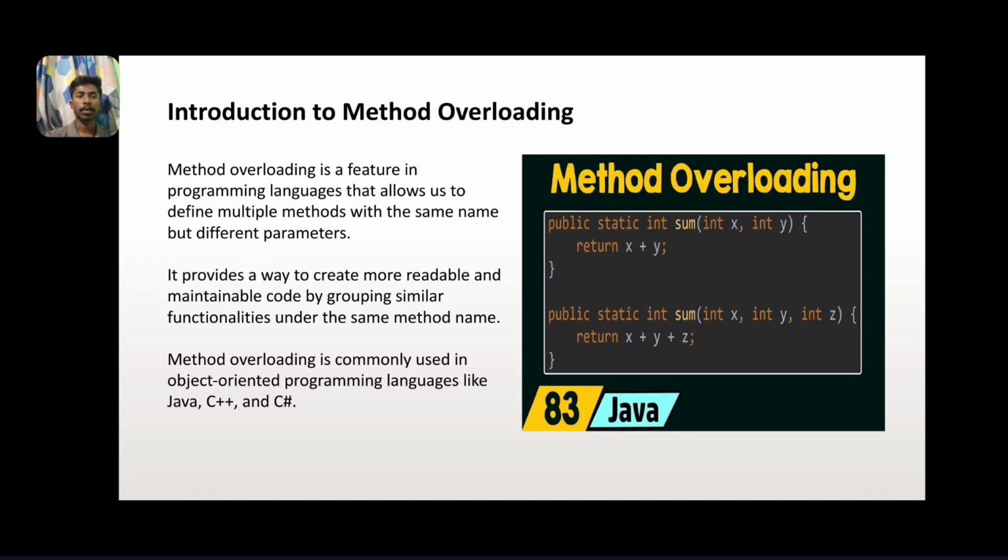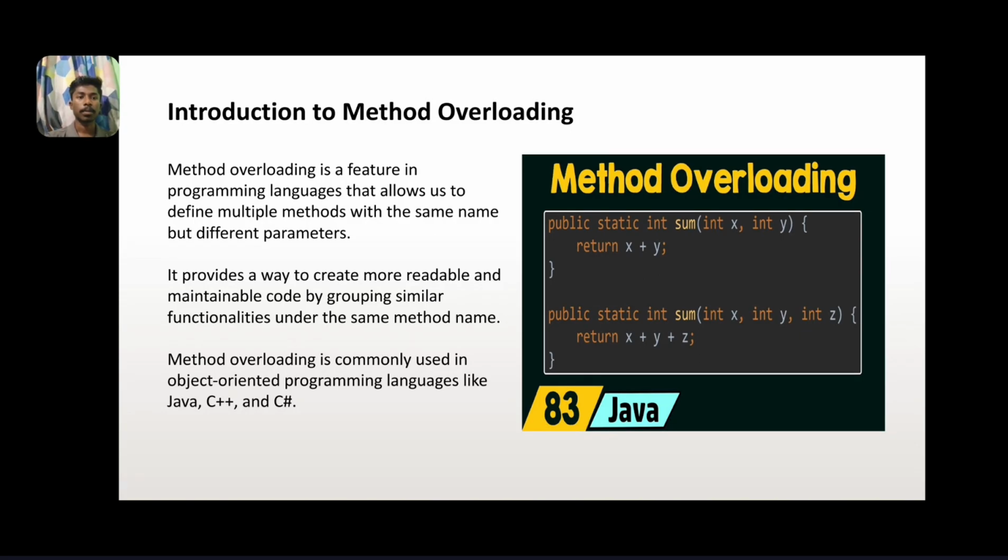Introduction to method overloading. Method overloading is a feature in programming languages that allows us to define multiple methods with the same name but different parameters. It provides a way to create more readable and maintainable code by grouping similar functionalities under the same method name. Method overloading is commonly used in object-oriented programming languages like Java, C++, and C#.